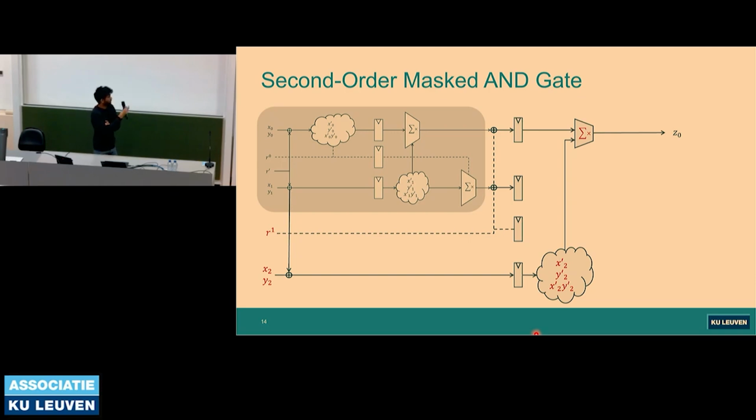And then you compute the cross products, and then you combine it with each share separately. So you have x2, y2, and x2 times y2. You combine it with the first share to get the first share output of the AND gate, and then you do it for the next share, and then the next share, and then you have 3 shares of the output.